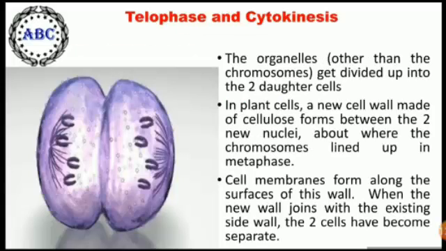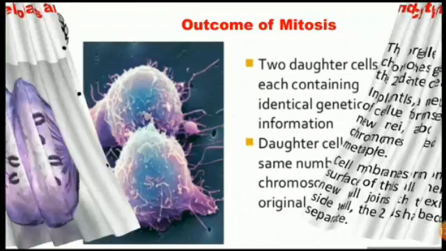In some plants, telophase and cytokinesis simultaneously take place. The organelles other than the chromosomes get divided up into the two daughter cells. In plant cells, a new cell wall made of cellulose forms between the two new nuclei, about where the chromosomes lined up in the metaphase. Cell membranes form along the surface of this wall.